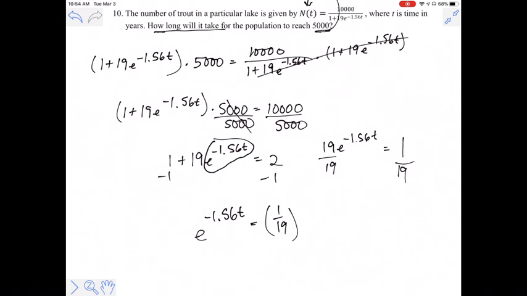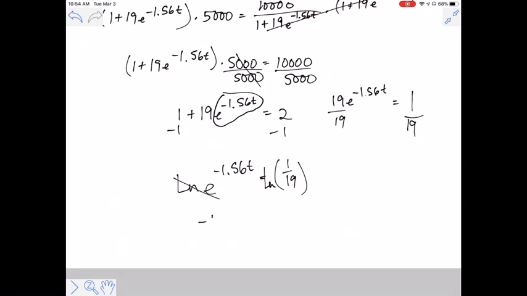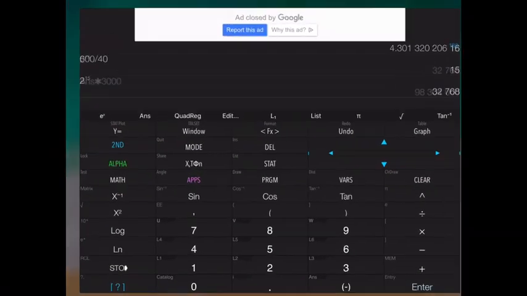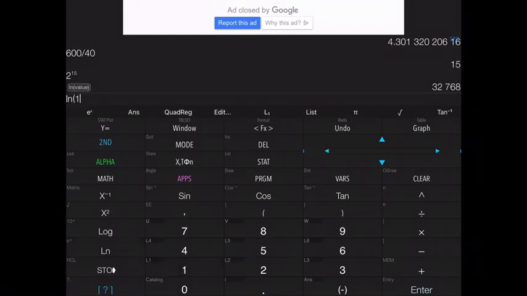is equal to 1/19. Now cancel the base using natural log. And then divide by negative 1.56. So t is equal to natural log of 1/19 divided by negative 1.56. So on the calculator, natural log of 1/19 divided by negative 1.56 is 1.89.